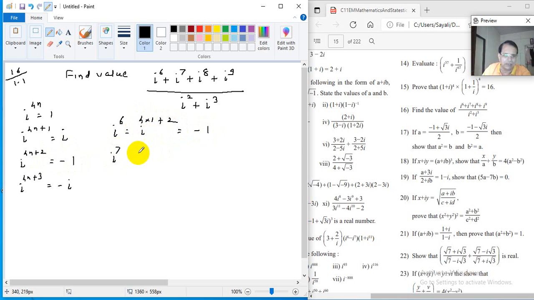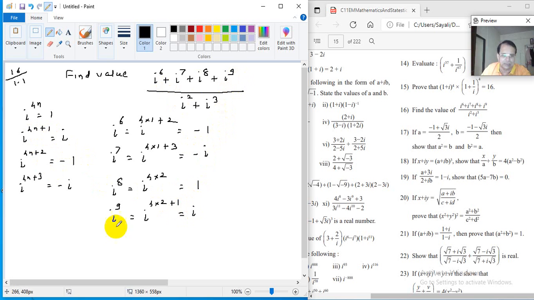Then i raised to 7. Now you can see here it is i raised to 4 into 1 plus 3. म्हणजे हे झालं i raised to 4n plus 3, म्हणून त्याची किंमत किती झाली? मायनस i. मग i raised to 8 is obvious. 8 म्हणजेच काय झालं बघा, i raised to 4 into 2, म्हणजे ते 4n टाईप झालं, म्हणजेच i raised to 4n, त्याची व्हॅल्यू 1 असते. So that is 1. And finally i raised to 9. How you will write i raised to 9? It is 4 into 2 plus 1, म्हणजेच 4n plus 1 त्या टाईप. So it is i. So now you know the value of everything.